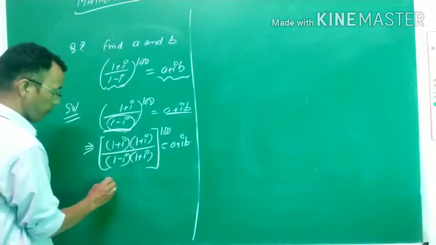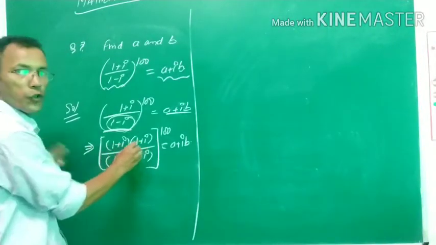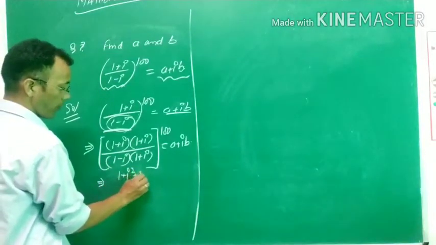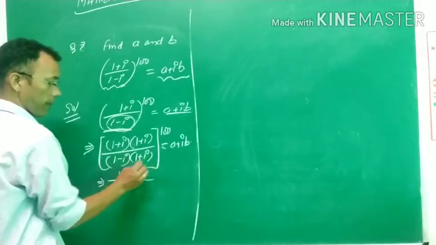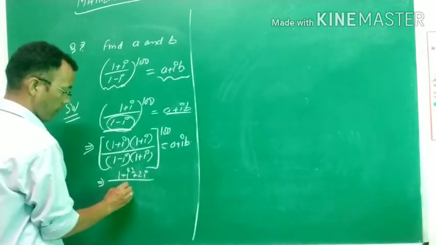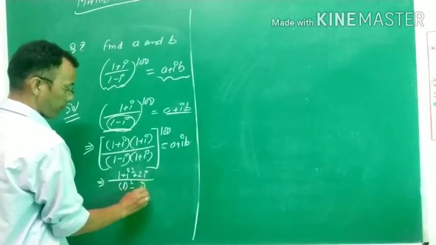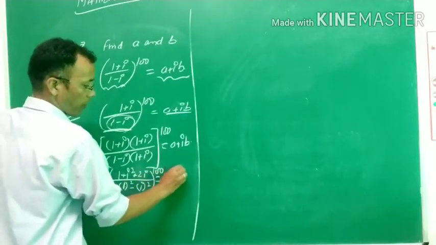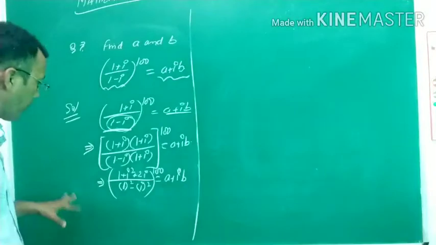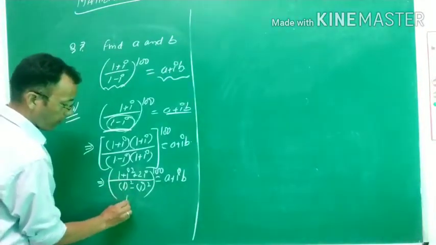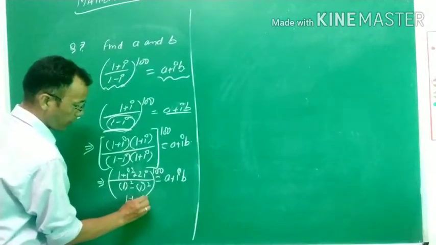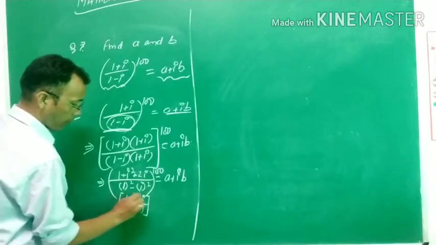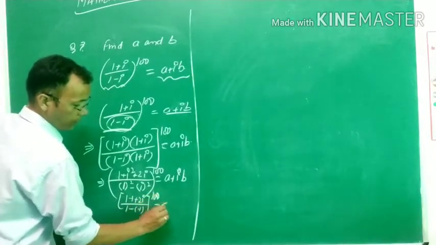So now this implies (1 + i)(1 + i), that means (1 + i) whole square, which is 1² + i² + 2i, divided by (a − b)(a + b), which is a² − b², whole power 100 is equal to a + ib. Now check this: i² is −1, so it is (−1 + 1 + 2i) divided by 1 − i², which is 1 − (−1), whole power 100 is equal to a + ib.